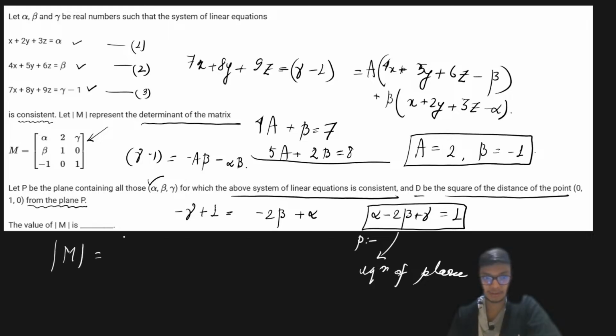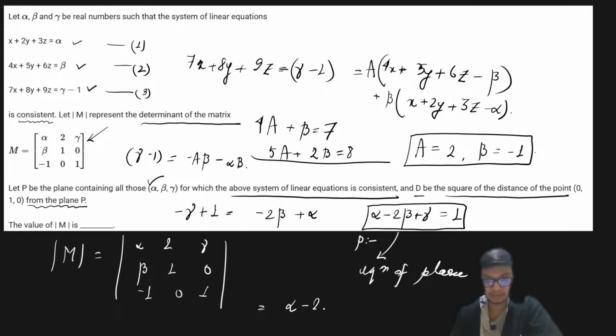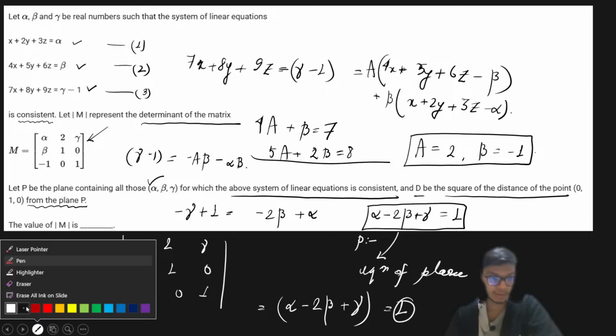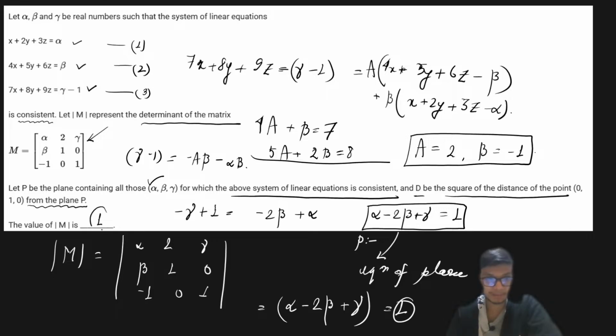So the determinant of this is going to be alpha, 2, gamma, and then we have beta, 1, 0, minus 1, 0 and 1. We check the determinant of this, and it's going to be equal to alpha minus 2 beta plus gamma, and this particular value is equal to 1. So the numeric value of the determinant of M is equal to 1.